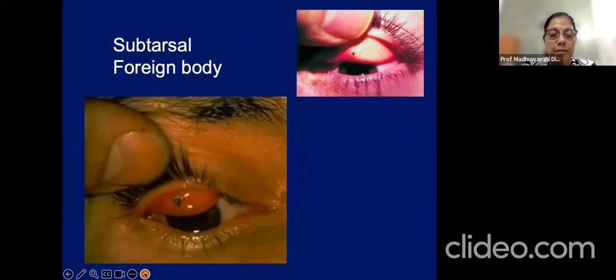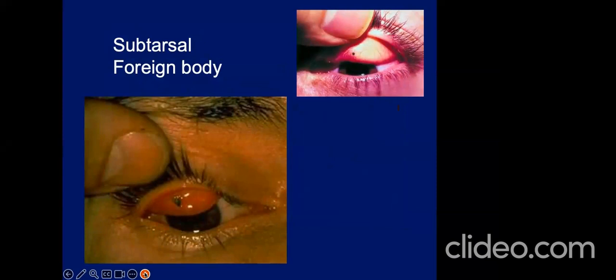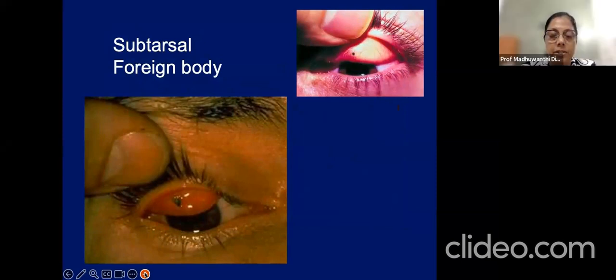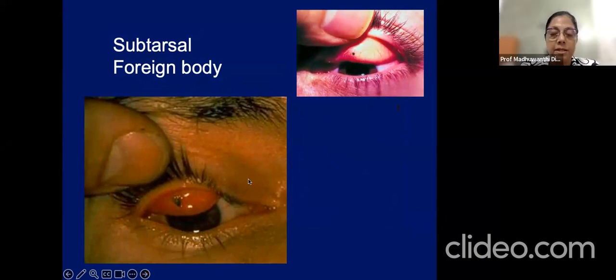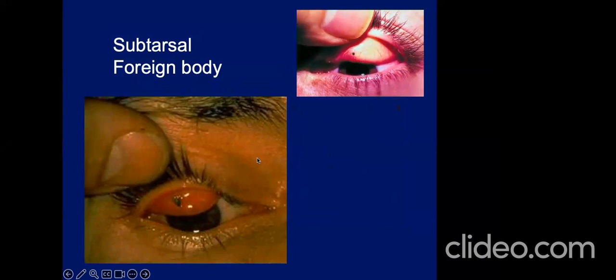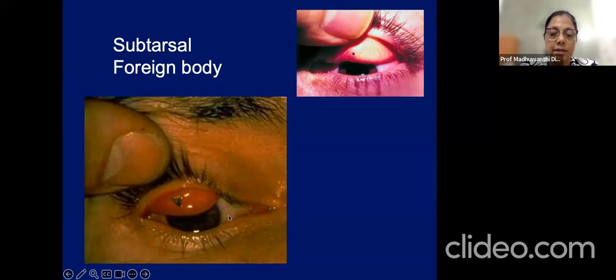Okay. What is this condition? The subtarsal foreign body. Yes. Have you seen this type of patients in your practice? What is your experience? Patients will come, yeah? What is the complaint of the patient? Irritation. Very good. Yes, irritation and sometimes redness, but there is also irritation which is persisting.